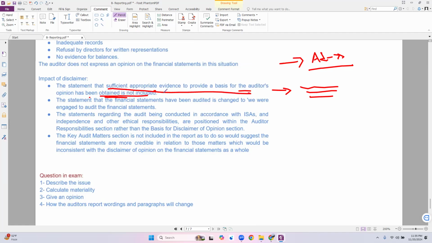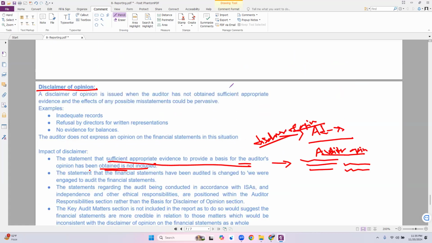Okay. Should I? Wait, I don't get it. Okay, let me explain again. Within the auditor's opinion paragraph, there is a line. Is this general? No, this is not general. This is for disclaimer of opinion. Okay, wait. It is written within the notes, so you don't need to write it down.